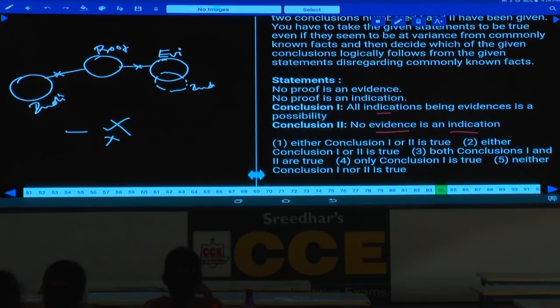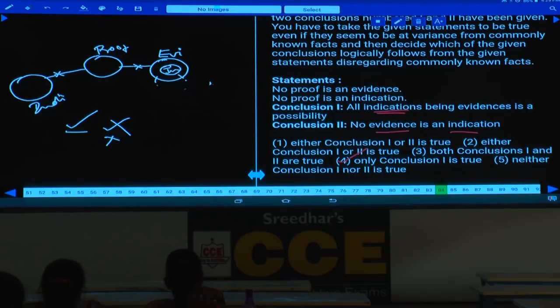Then coming to the first one, all indications are evidence. Now I am writing my indication like this. Tell me whether I can write my indication like this or not. No. Now this indication is here. If you write indication here, the statements are valid. At the same time I have proven a case wherein all indications are evidence is a possibility. Then what is the answer here? Only conclusion 1 follows. Only conclusion 1, that is given in choice 4. Question number 84, choice 4.